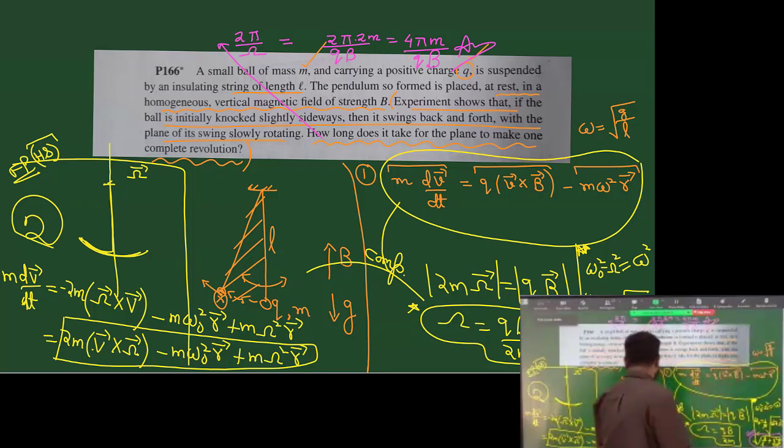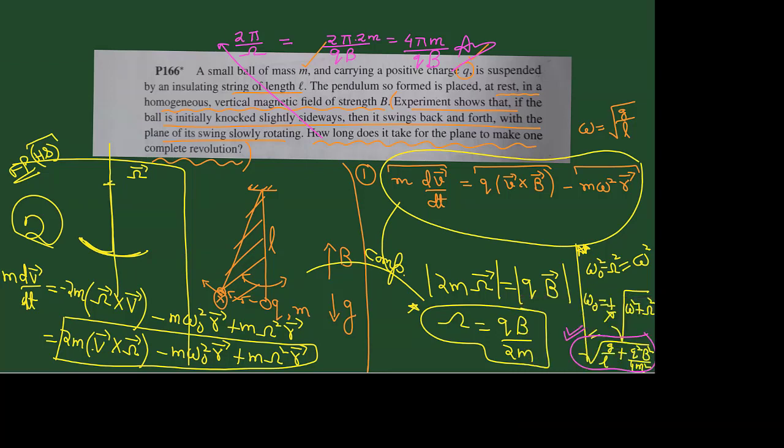So this is the easiest way of mapping this problem and using that result, because already I know the value of omega. Omega naught is the only unknown. In a multi-correct question, they can ask for omega naught, which we can find out here. And even if they ask the time that it will take, that can also be determined.